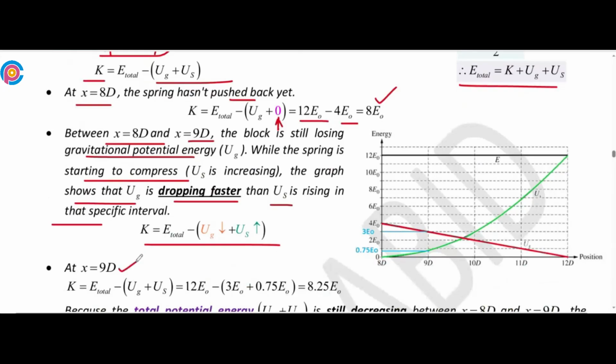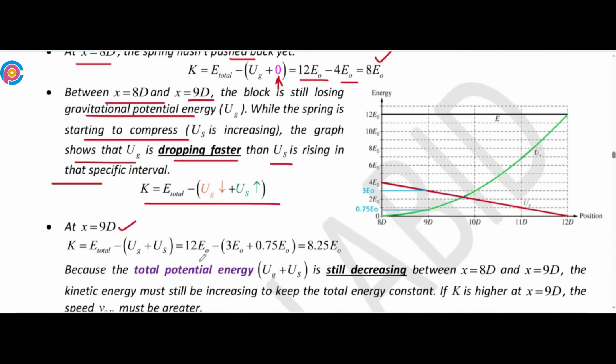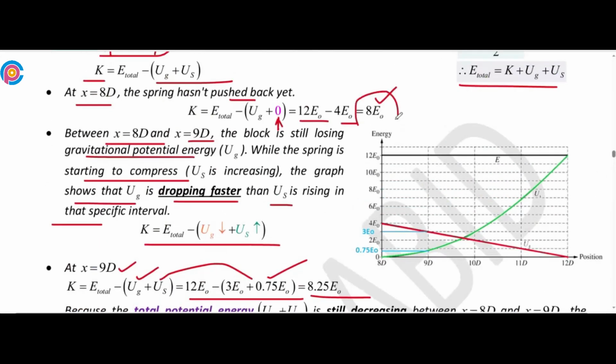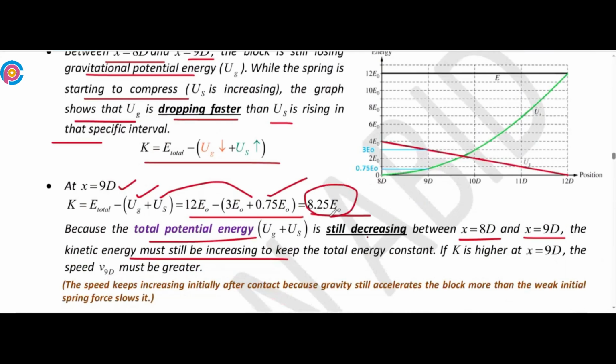So what happens at x equals 9d? The total energy remains the same, 12 E naught. From the graph we have 3 E naught for the gravitational potential energy and 0.75 E naught for the spring potential energy. If we calculate, we get 8.25 E naught for the kinetic energy. Because the total potential energy is still decreasing between x equals 8d and x equals 9d, kinetic energy must still be increasing to keep the total energy constant. Comparing, it is 8 E naught at 8d and 8.25 E naught at 9d. So kinetic energy is higher at 9d, so speed at 9d must be greater.